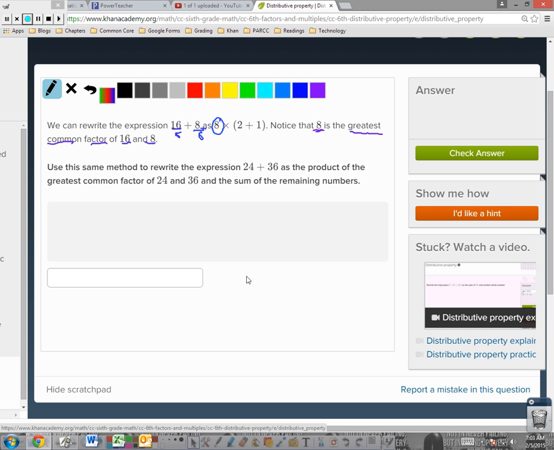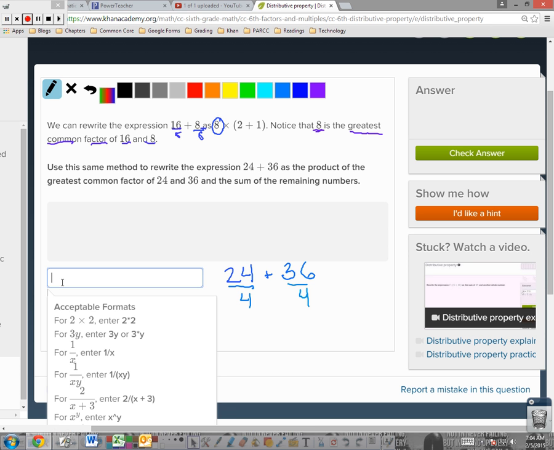Using the same theory, the same algorithm, I now have 24 plus 36. In my head now, I'm trying to figure out what is their greatest common factor. I believe it to be 4. What I'm going to do is divide both by 4. What that means now is I have a 4 on the outside. What I would then do is distribute that 4 inside to get back to 24. Now 24 divided by 4 is 6. The operation that they're using in this expression is plus, so I will also use plus. And then 36 divided by 4 is 9.